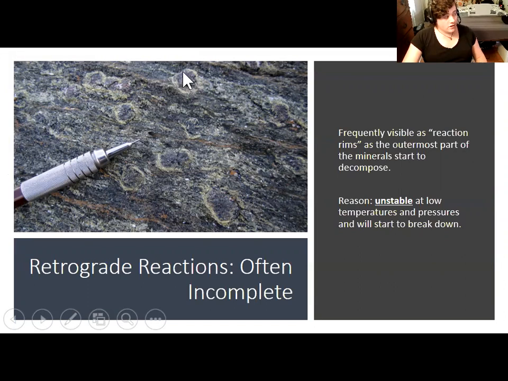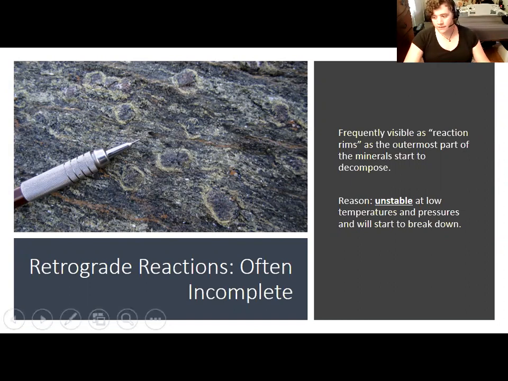Now, is it the entire garnet crystal that's decomposed here, or is it just a little bit? A little bit? Yeah, it's just a little bit. What do you think that means about how fast the uplift happened? Do you think it was fast or slow? Did it have a lot of time to convert back into the old mineral, or did it not have very much time? It seems like it would be fast. Precisely, yes. It was uplifted relatively fast, and that actually means that there's not a lot of time for the retrograde reaction to occur. Precisely.